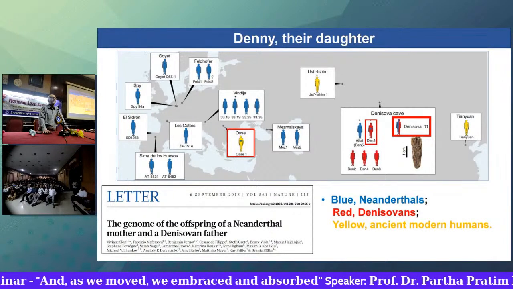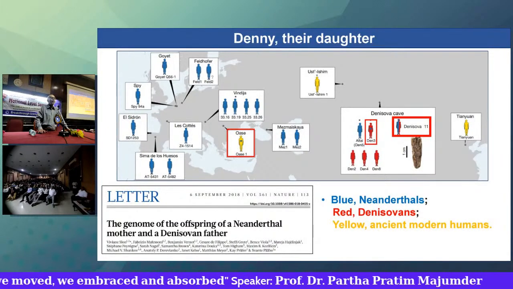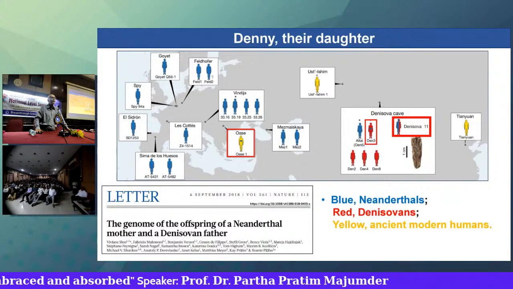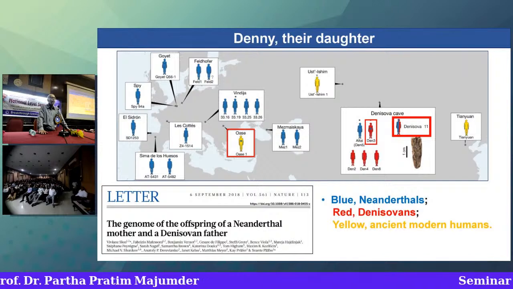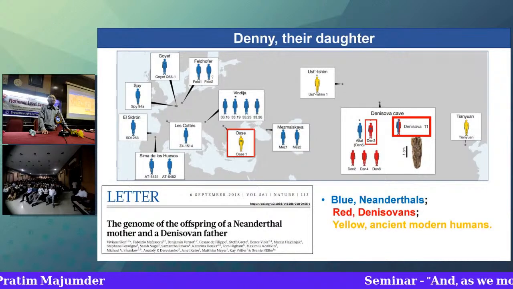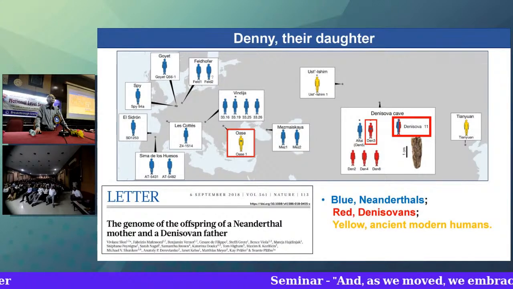After the interbreeding, after they procreated and offspring were produced, the offspring went with the humans and did not go back to the Neanderthals. The same thing happened with the Denisovans. But the question also remained, did the Denisovans and the Neanderthals interbreed?